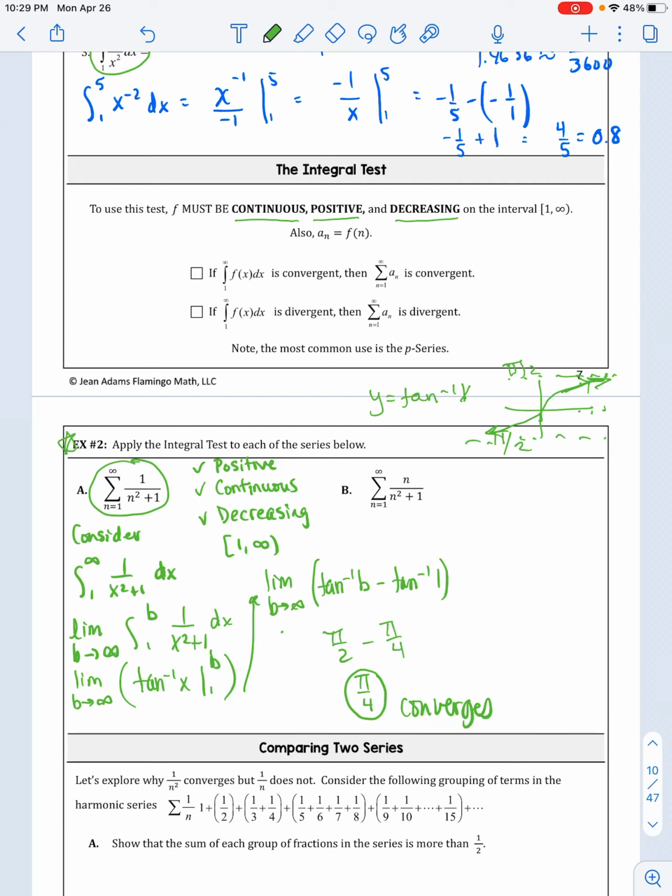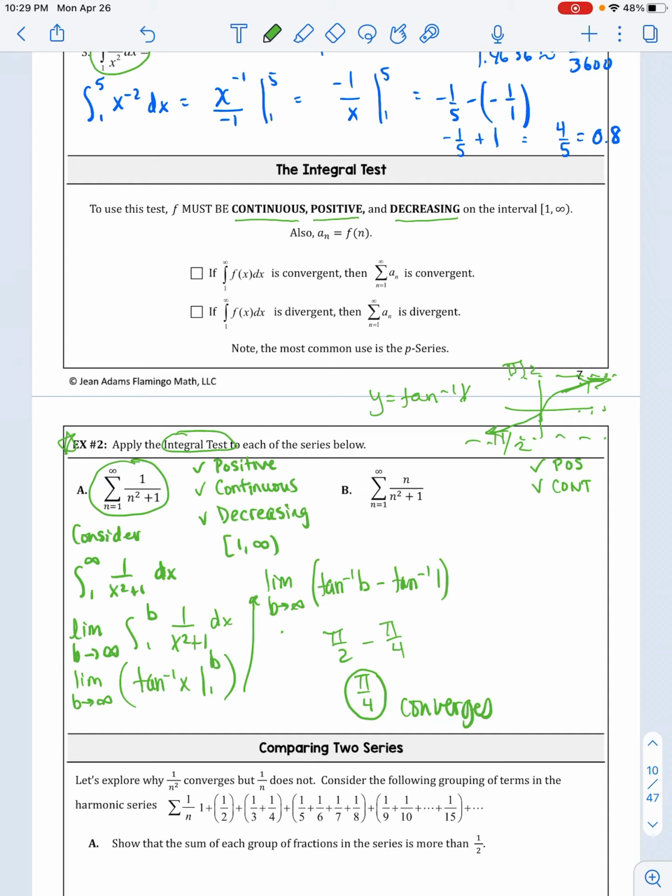Okay, so for the next one, I look at this one and I think, okay, well, it definitely does have a limit as n approaches infinity of 0, but that does not tell us whether it is convergent or not. We know we can't use the nth term test for divergence. So now, how about if I use the integral test? Since it's asking me to use the integral test on each of those, I need to check to see, is it always positive? I'm going from 1 to infinity, so n is always going to be positive, and then I'm going to square it and add 1 to it. So yes, it's always going to be positive.